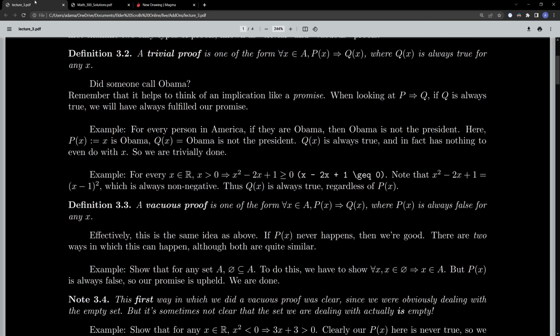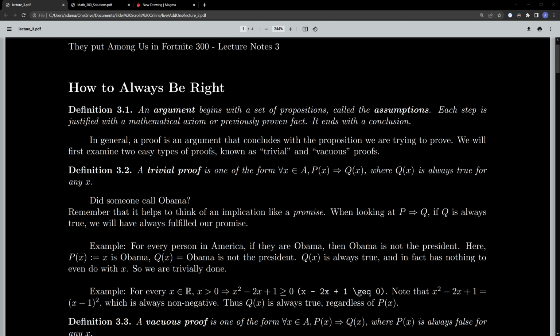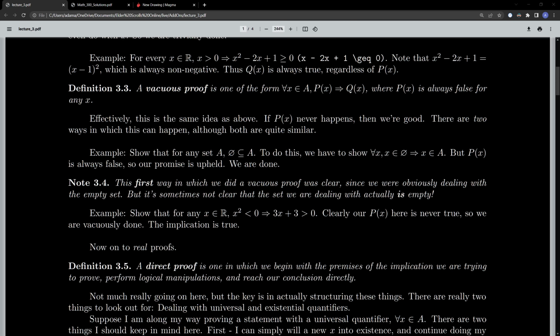This is the start of lecture 3. How to always be right. Isn't that convenient, guys? It'd be nice to always be right. Okay, let's take a stab at it. The purpose of this lecture is that I'm going to be showing basic proof techniques. We're not going to go over every single proof technique, but we're going to go over the main ones.